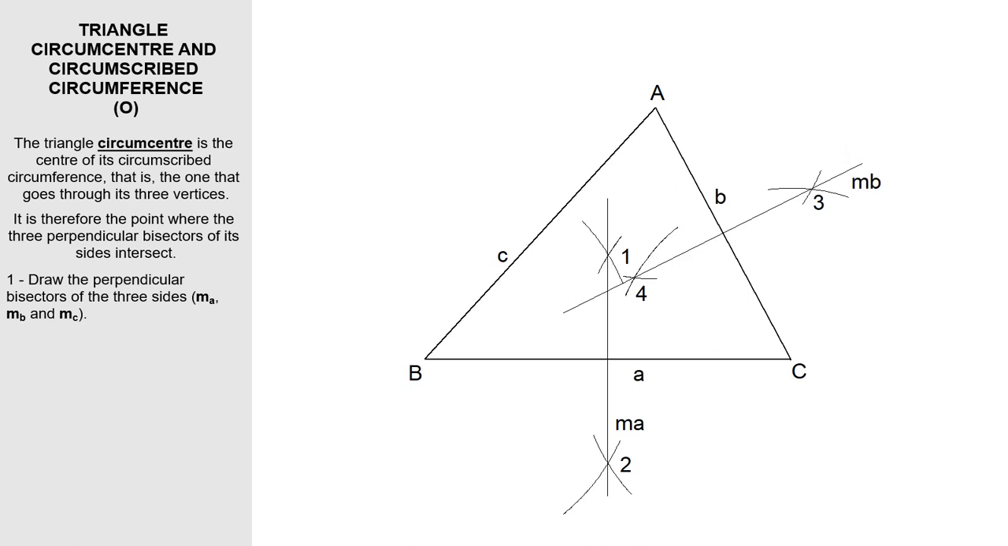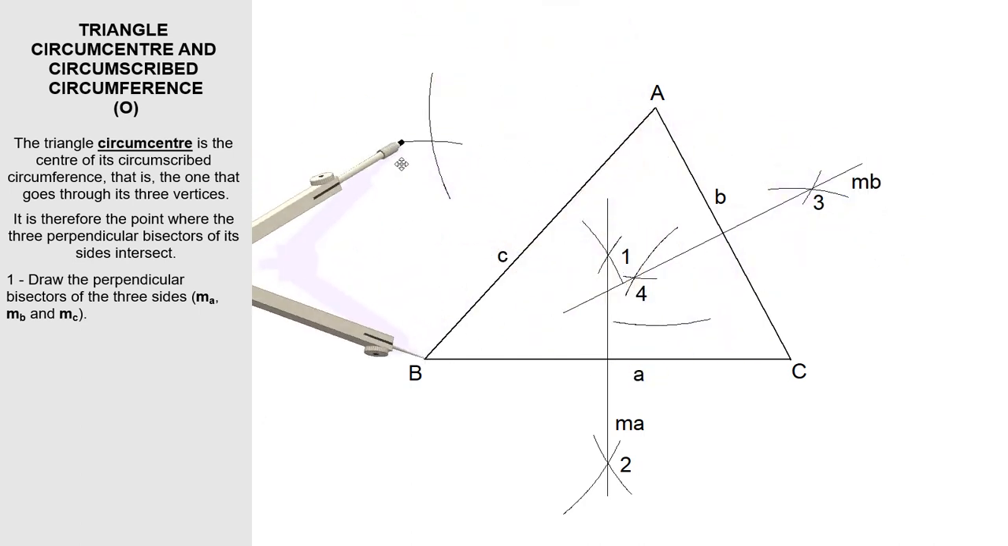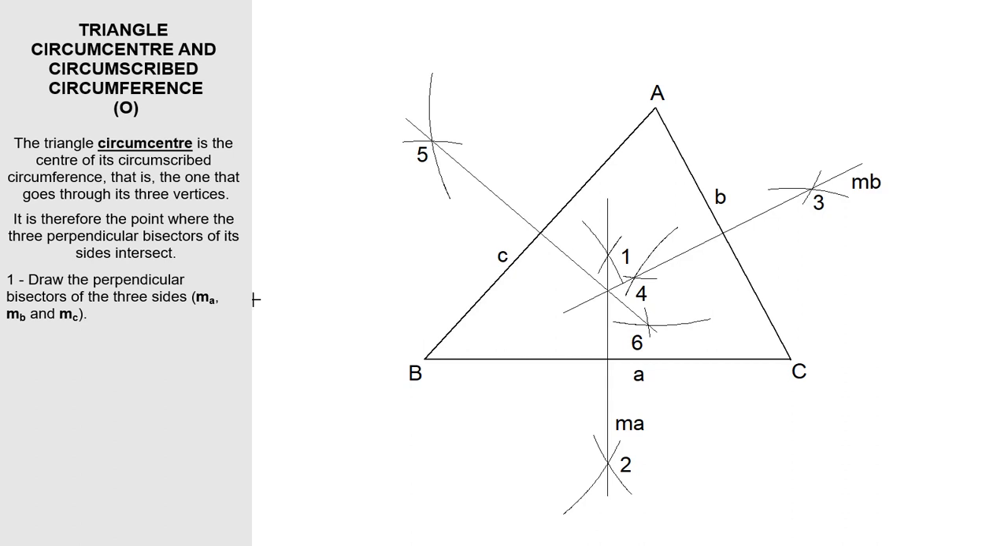And the same for the perpendicular bisector of side C, although it wouldn't be necessary since the perpendicular bisectors drawn already meet at one point. We draw two arcs using points A and B as centers and the same radius, the one we want, longer than half the side's length. These two arcs meet at points 5 and 6, so the straight line that goes through both of them is the perpendicular bisector of side C, M sub C.